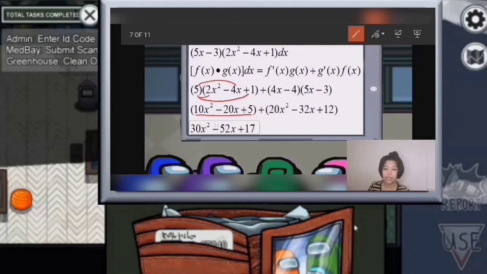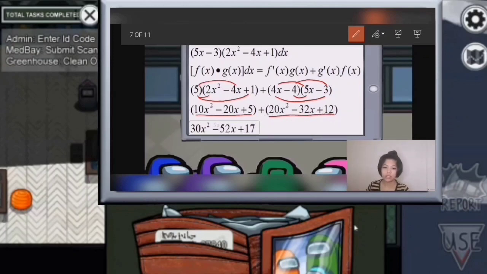Then after that, we will be using the FOIL method. So, the quantity of 4x minus 4 times the quantity of 5x minus 3. The answer will be 20x squared minus 32x plus 12.